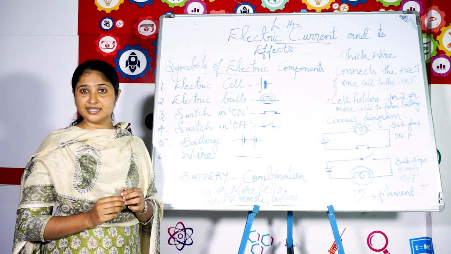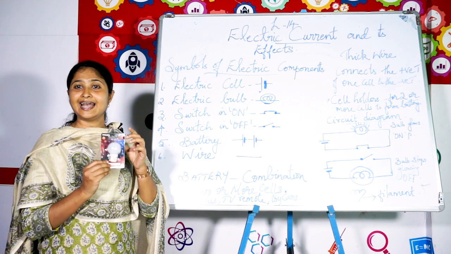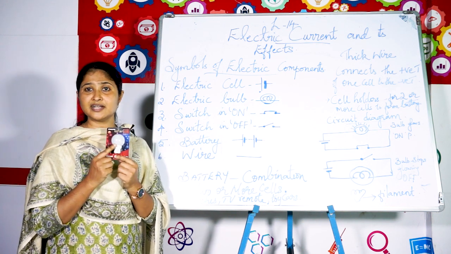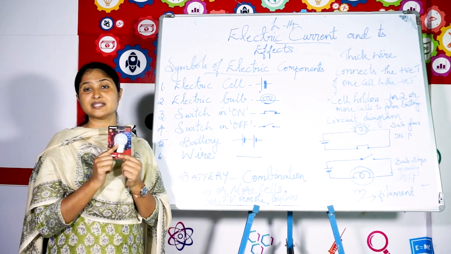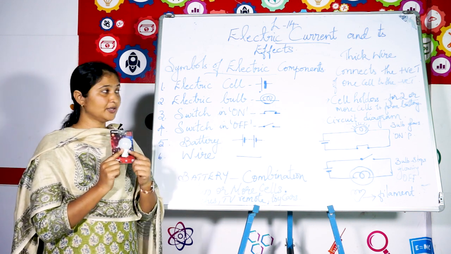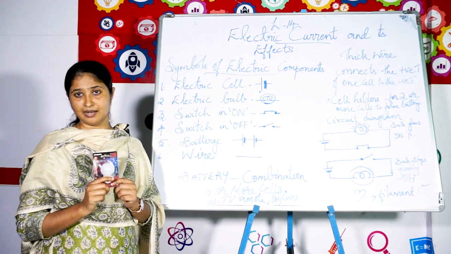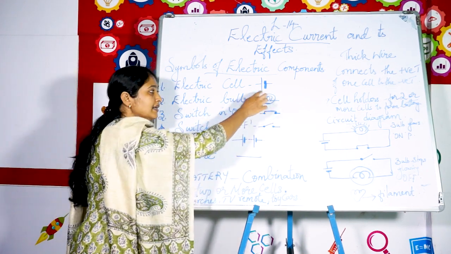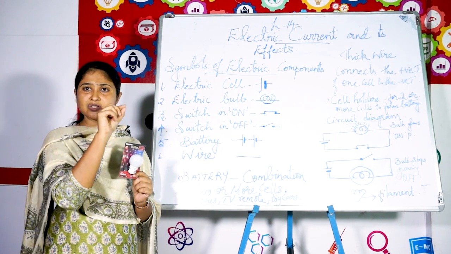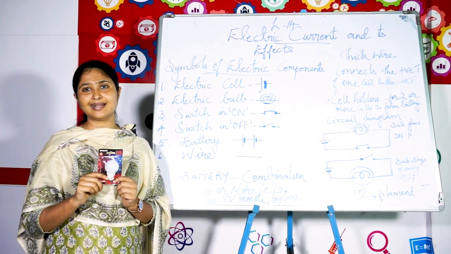Now the next one is the electric bulb. This is very difficult for you to represent in a circuit diagram. So we use this symbol for the electric bulb. You just put a circle and draw a small n in between. So you get the electric bulb.